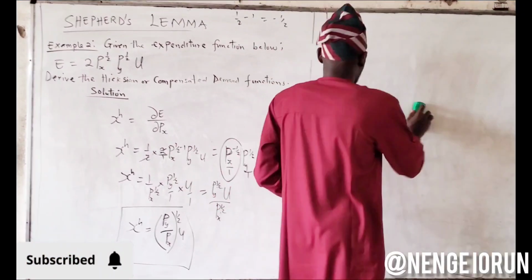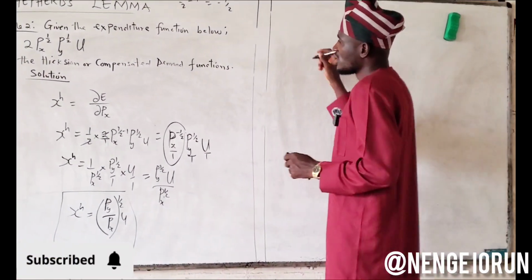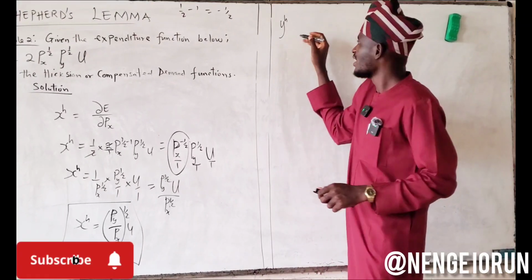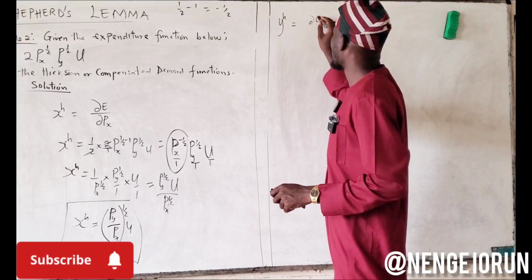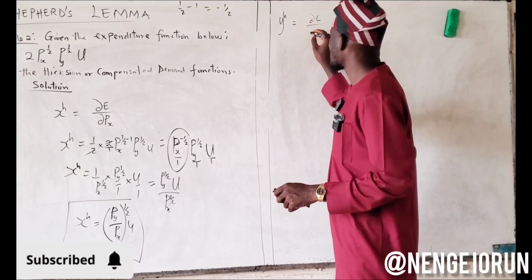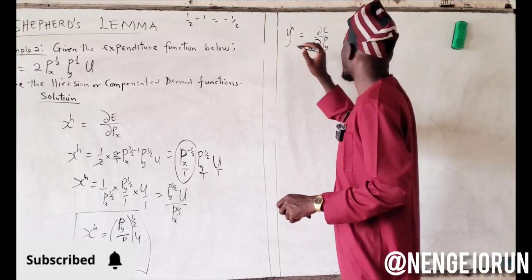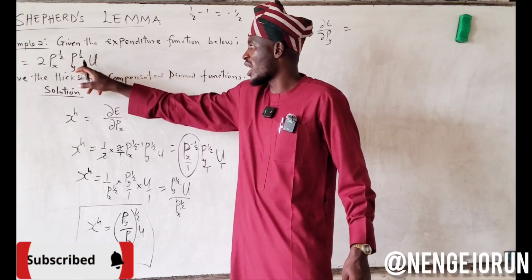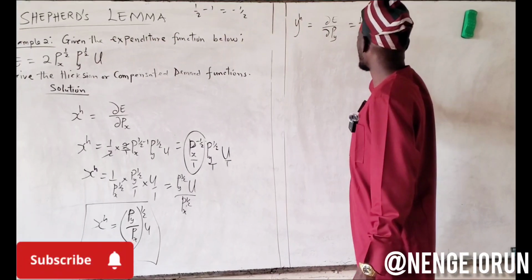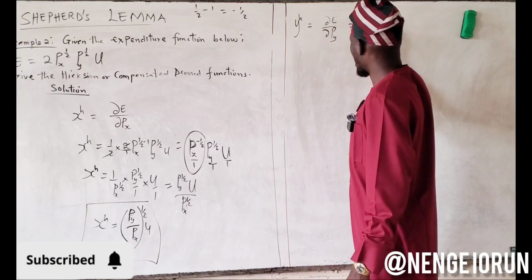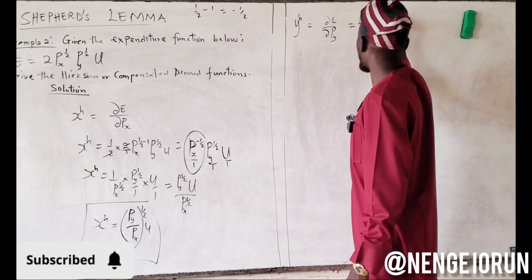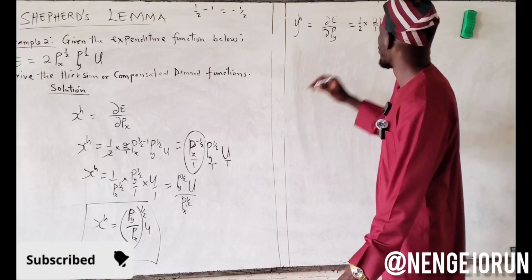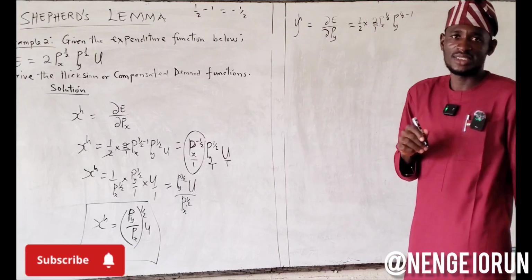Now for commodity Y, the Hicksian demand function for commodity Y is equal to the partial derivative of the expenditure function with respect to the price of commodity Y. This can be written as, from there the power of Py is 1 over 2. That is 1 over 2 times 2 over 1. Px raised to the power of 1 over 2. Py raised to the power of 1 over 2 minus 1. The general rule of differentiation.